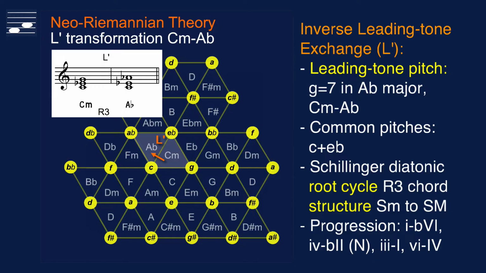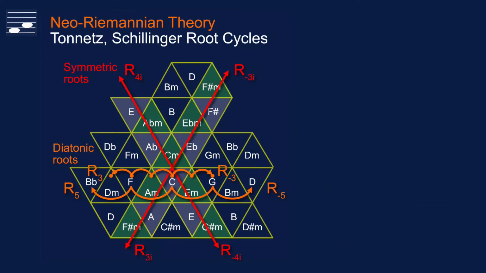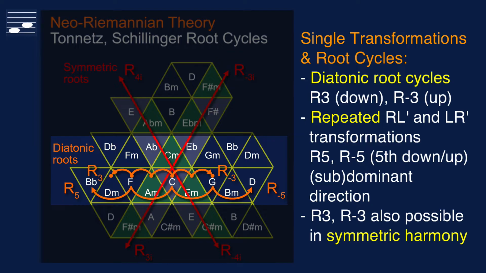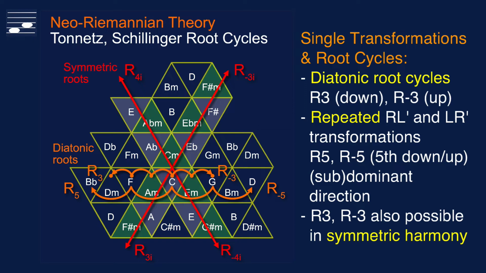That completes the overview of the simple, elementary Riemannian transformations. Here you see the analogy between root movement in Neo-Riemannian Theory and Schillinger diatonic root cycles. In the horizontal direction, observe the positive root cycles to the left, implying the root moving a third down, with negative root cycles in the opposite direction, towards the dominant area. The R5 cycle is obtained by repeated application of R or L transformations, not discussed further here. The R3 cycles will return in a different form in the next section.